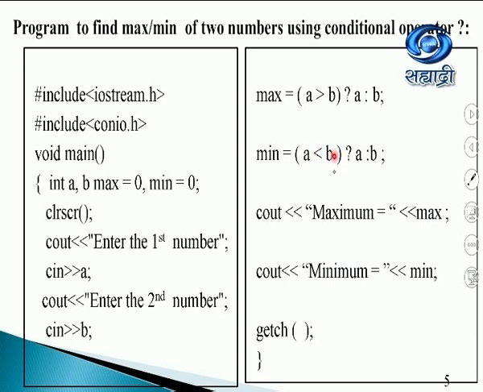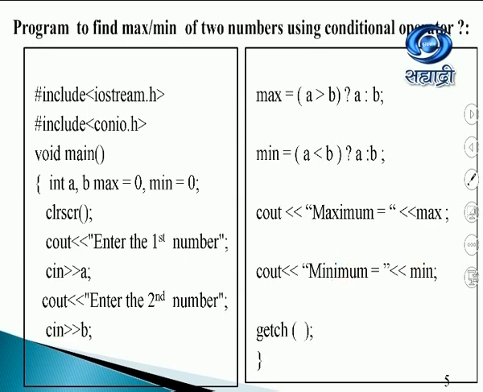If A is less than B, then the question mark means it is true, so A will be assigned to min. That means the value of A will be assigned to min. If it is false, then the value of B will be assigned to min. So we finally say cout, maximum is the value in max, minimum is the value in min.